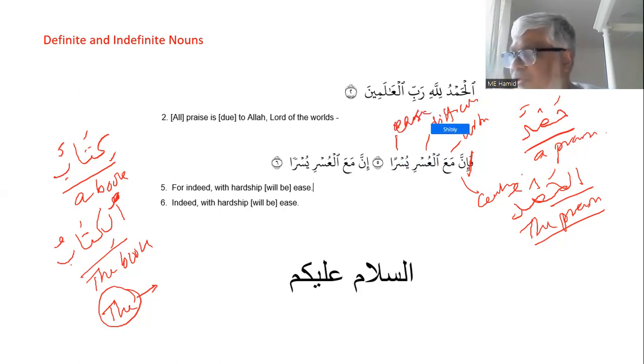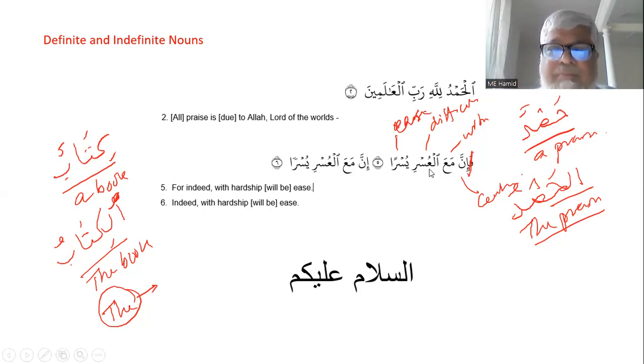Ease, solution. So the literal translation says, certainly, with the difficulty, there is ease. Certainly, with the hardship is an ease, or will be an ease, or is an ease, because it can be present tense or future tense. Both ways I can write. Again, certainly with the hardship, there is ease.